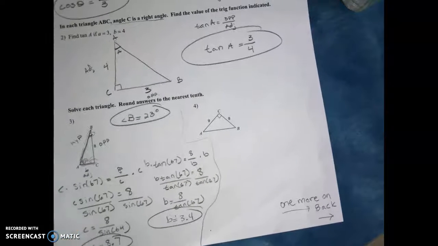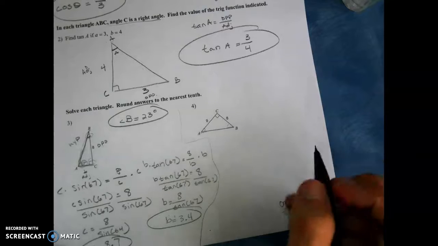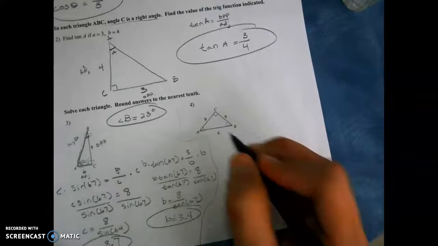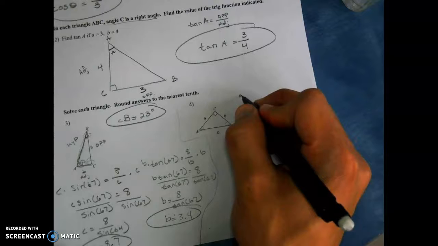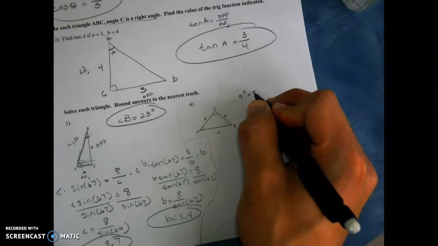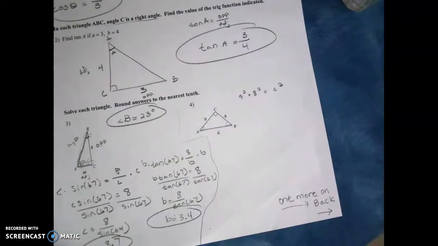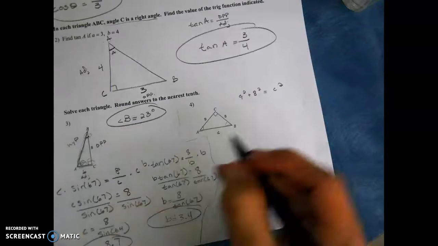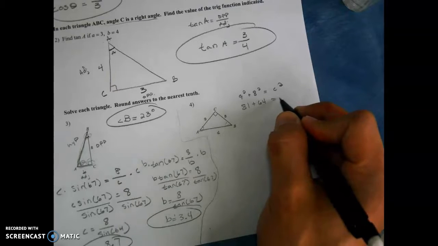Okay, number 4. So here, now we have to find this side and then these 2 angles. So let's start with little c right here. To find little c, we're going to use Pythagorean Theorem. So we're going to have 9 squared plus 8 squared is equal to little c squared. We're going to square those and then add them together. So we get 81 plus 64 is equal to c squared.